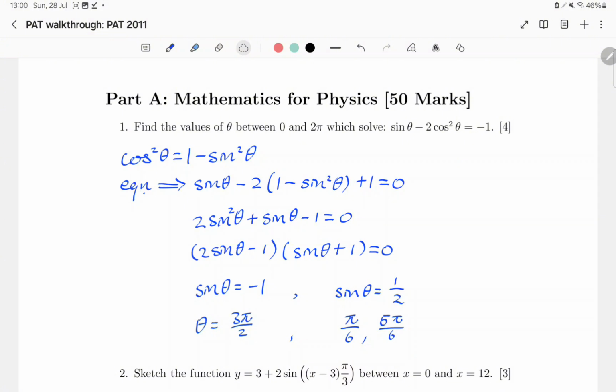We therefore have sine theta equals -1 or sine theta equals 1/2. And solving these gives theta equals 3 pi over 2 or pi over 6 or 5 pi over 6. Now we'll move on to question 2.